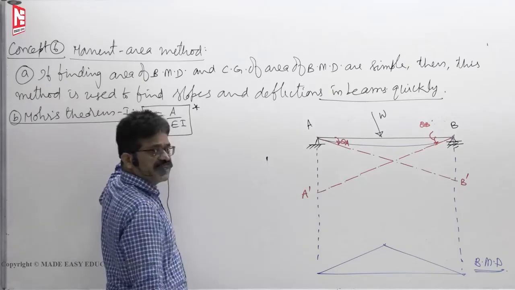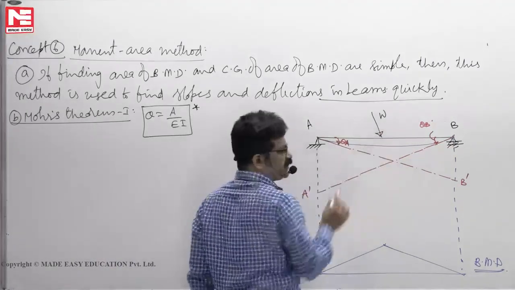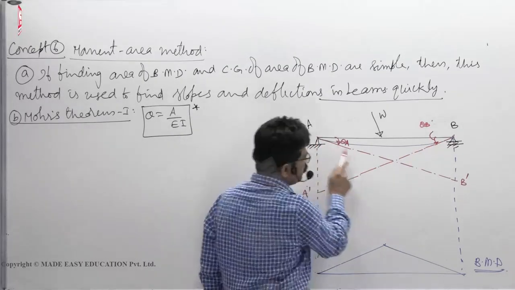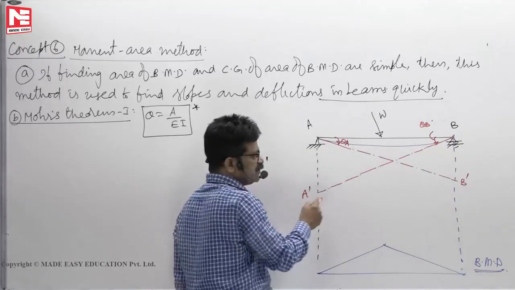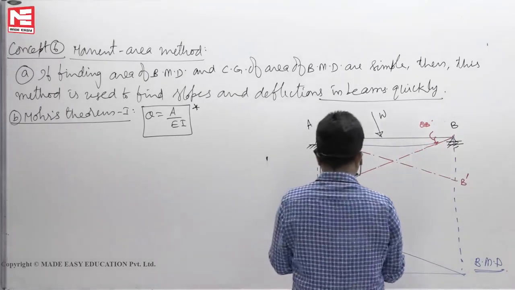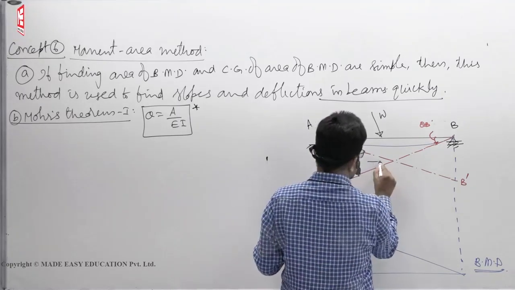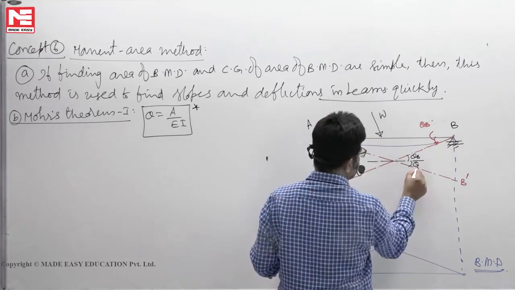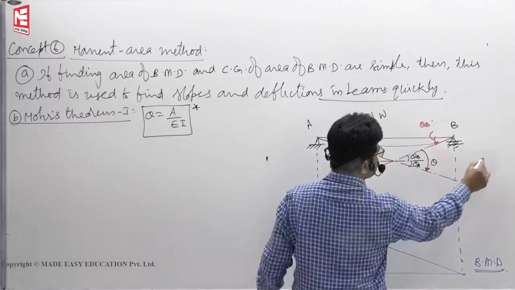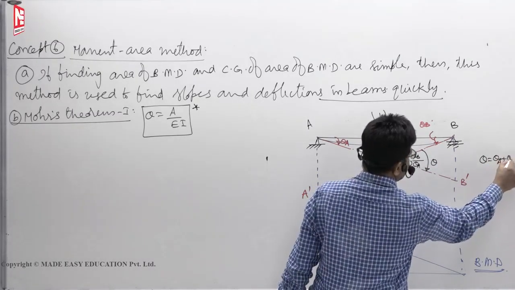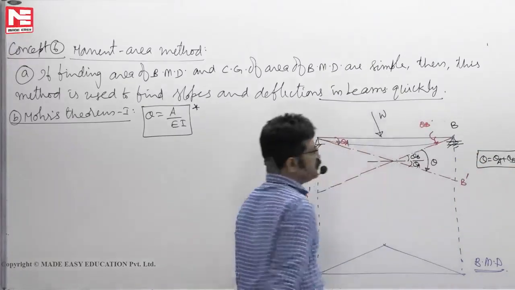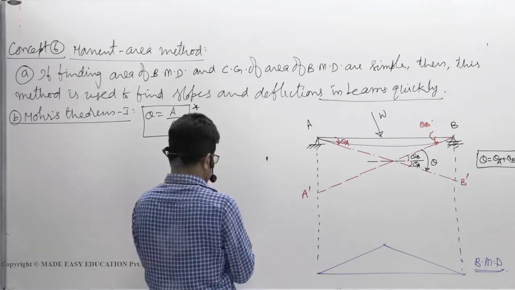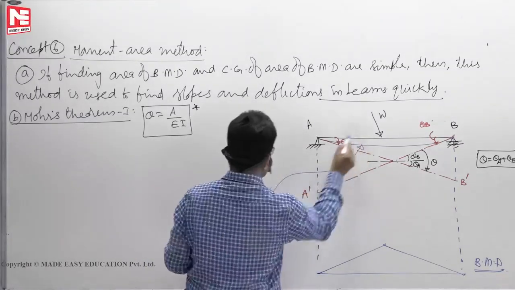From Morse theorem 1, you get theta. You don't get theta A or theta B. Which theta will you get? The angle between the two tangents. At A you have drawn one tangent, at B you have drawn another tangent. What is the angle between the two tangents? If this is theta B, this is also theta B. If this is theta A, this is theta A. This theta you will get. That means theta is nothing but theta A plus theta B. So you will get the angle between the two tangents drawn on the elastic line. This blue color line we call the elastic line.